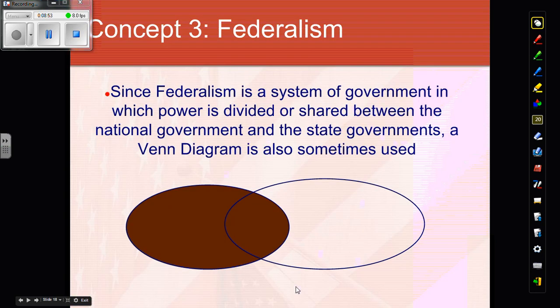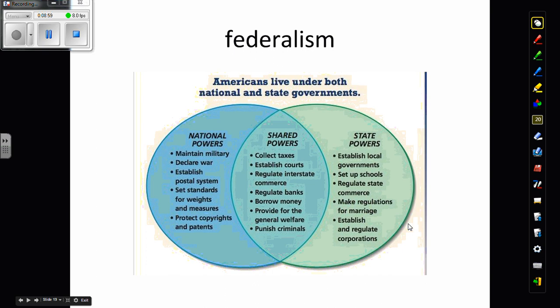A lot of times you'll see Venn diagrams used since the power is shared and the power is what only the federal or state government can do. And so here you have an example of federalism in a Venn diagram: national powers, state powers, and shared powers.